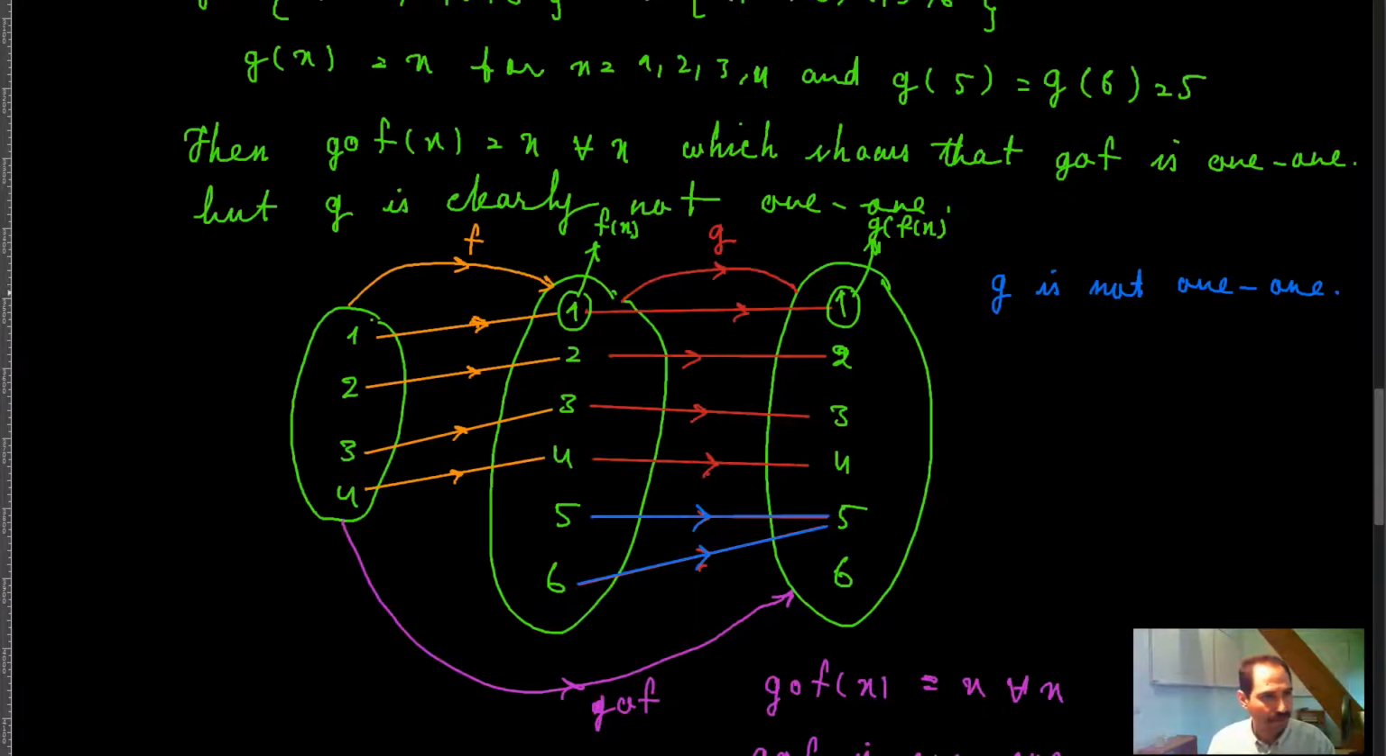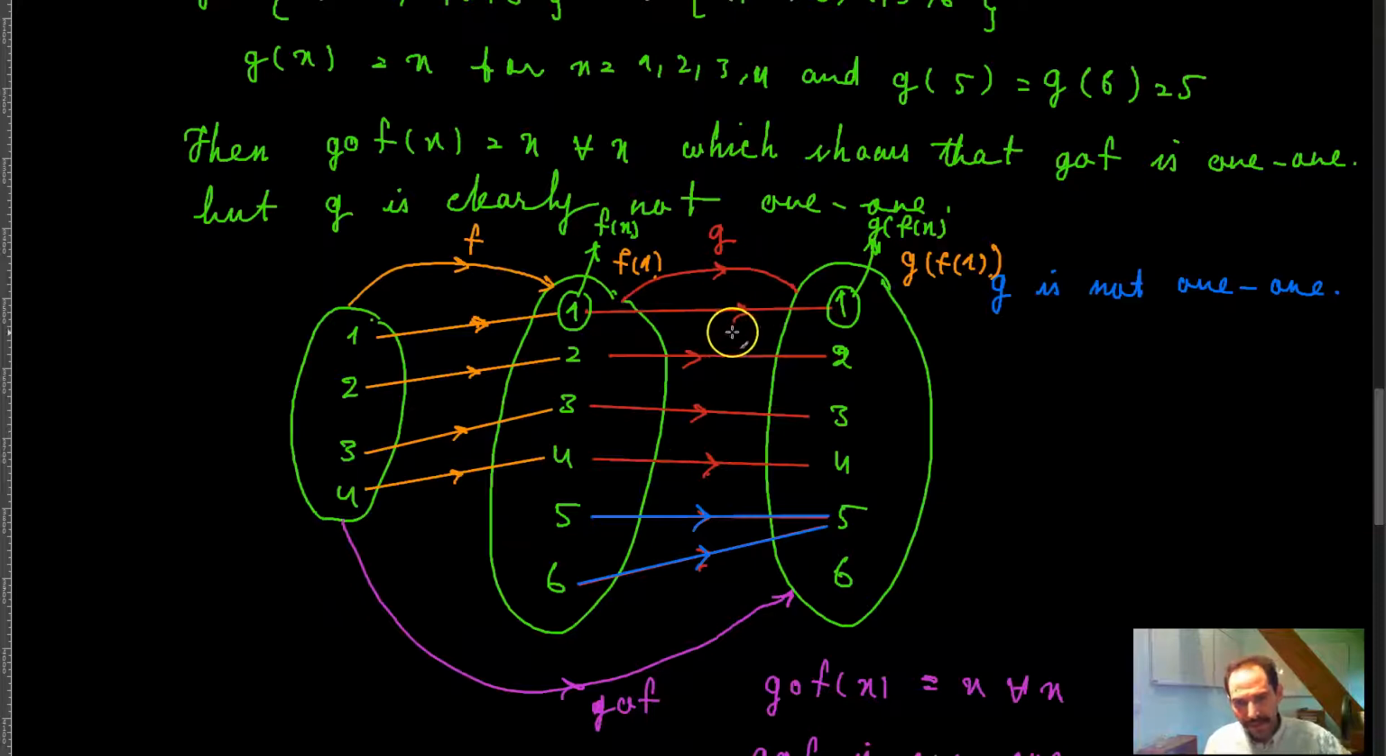To be mathematically correct, you can say that this is F of 1 and this is G of F of 1. This is F of 2, this is G of F of 2. This is F of 3, this is G of F of 3. This is F of 4, this is G of F of 4, and so on and so forth.